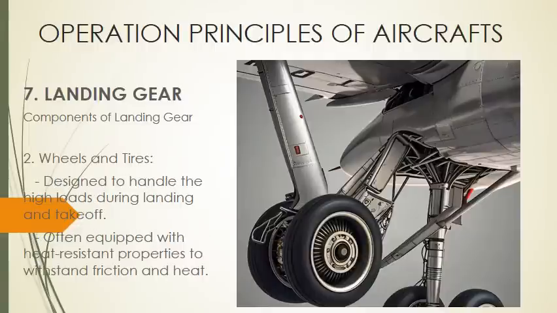Number two, wheels and tires. They are designed to handle high loads during landing and takeoff, and are often equipped with heat resistant properties to withstand friction and heat. Now this depends on what the aircraft is going to land on. It could be wheels and tires if it's on land, skis if it's on snow, float type of materials if it's on water, or it could vary. But if it's on land, we have wheels and tires designed to handle high loads during landing and takeoff, often with heat resistant materials to withstand friction and heat.